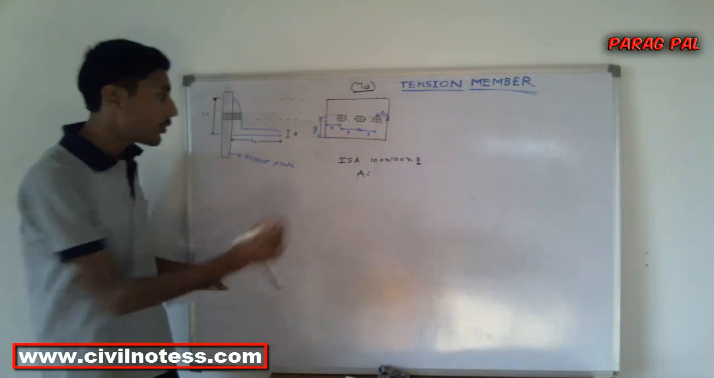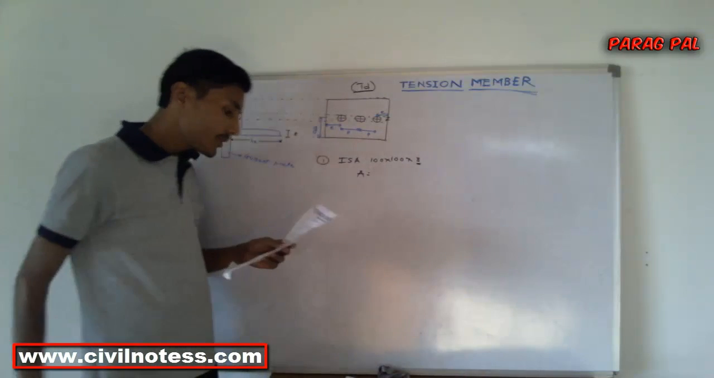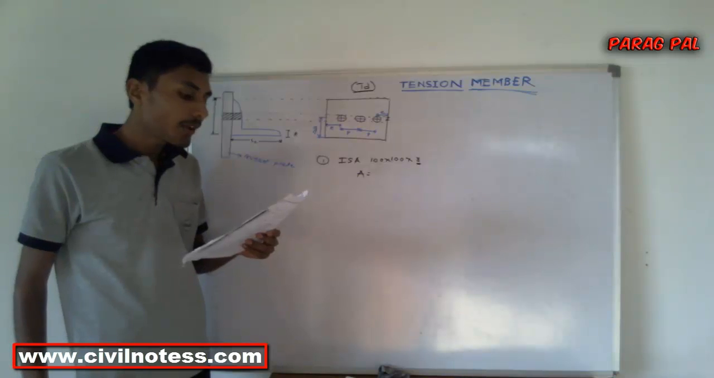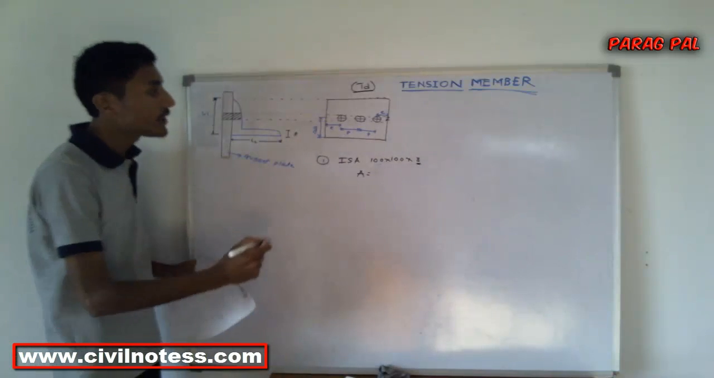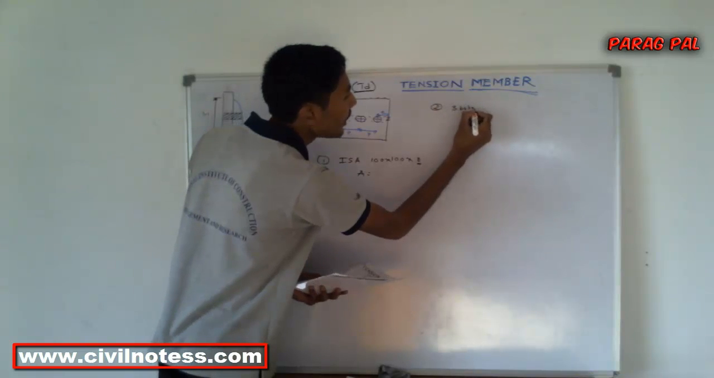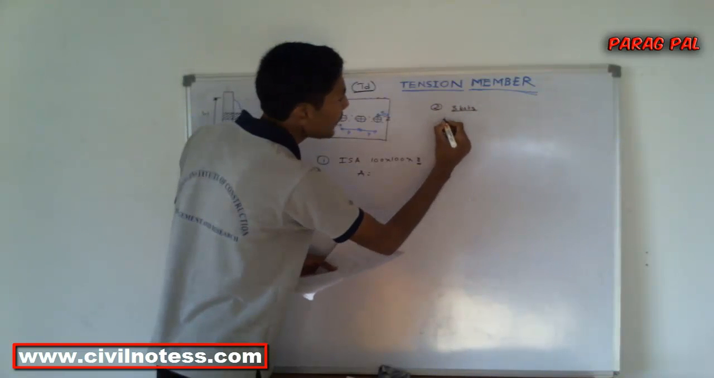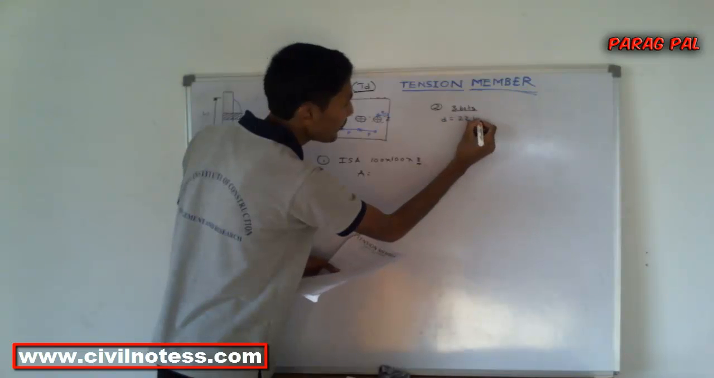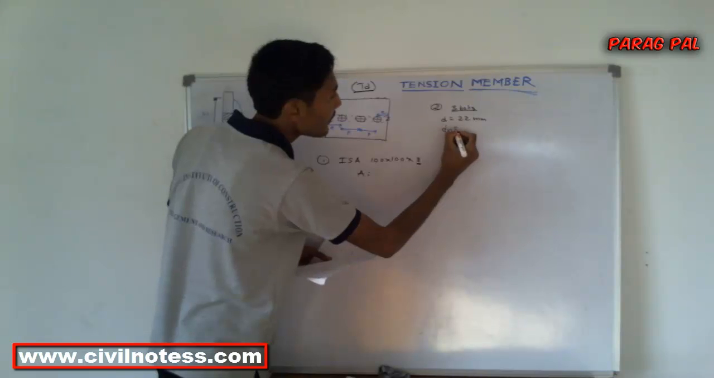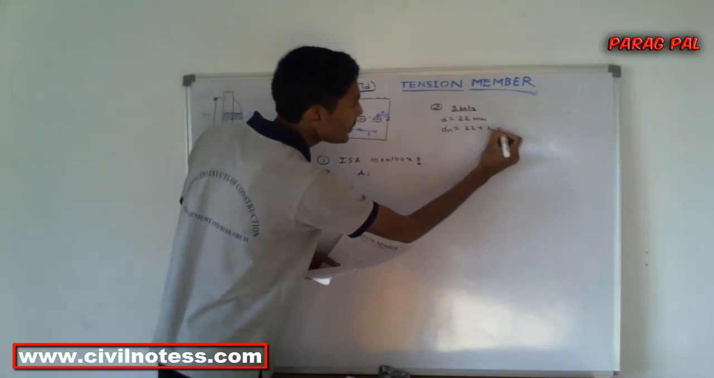Okay, now these are the values given to us. It is connected to the gusset plate by means of 3 bolts of 22 mm diameter. So here the number of bolts is given, that means 3 bolts are given to us, and the diameter D is 22 mm. So we have to determine the nominal diameter, which is 22 plus 2, which comes as 24.